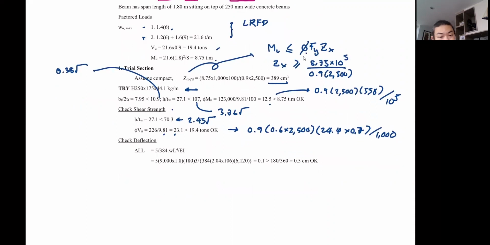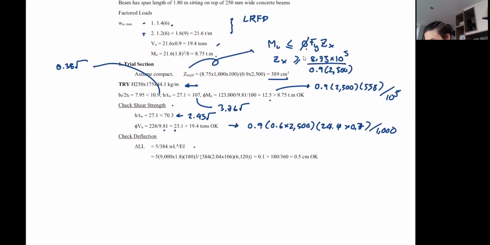Again, we have to be limited in the elastic behavior. And this is the formula for elastic: 5 over 384 multiplied by the live load alone, which is 9,000. Again, I change the unit. I multiply the uniform load with meter and then leave the L cube in centimeter. Okay, we forgot to bring this up and divide by 384.